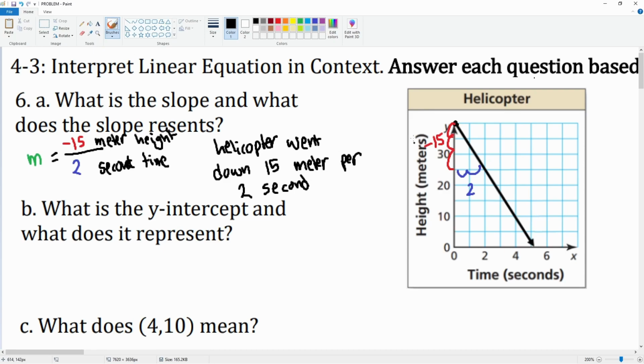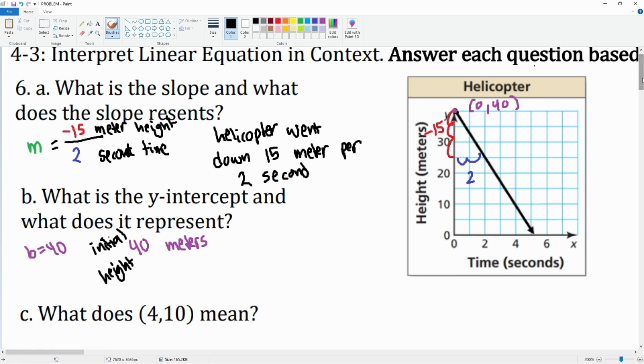What is the y-intercept and what does the y-intercept represent? It is located right here, and that looks like it is the point (0, 40). So this represents b equals 40, and this is 40 in meters. So we can say it represents the initial height of 40 meters.